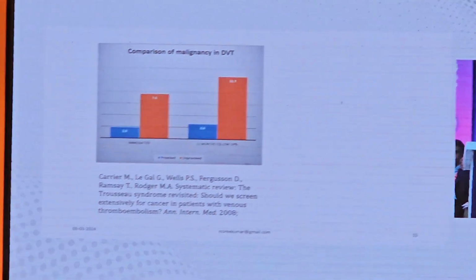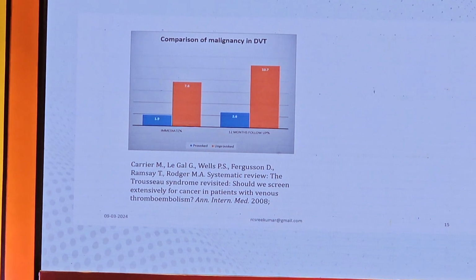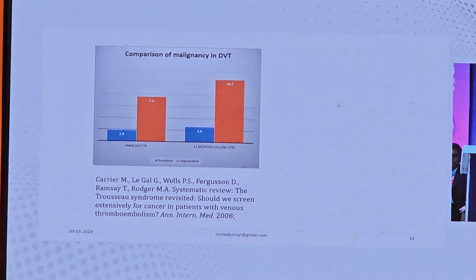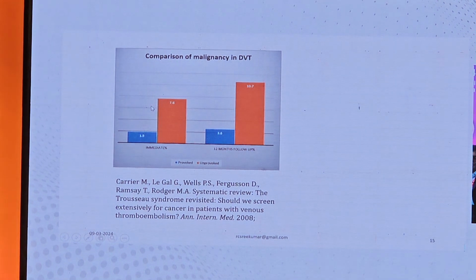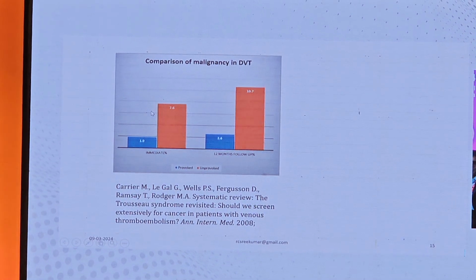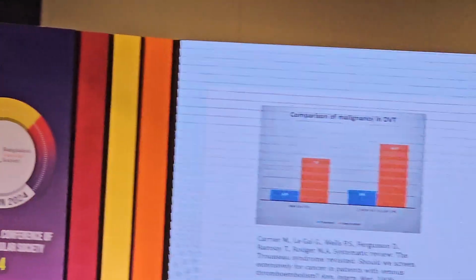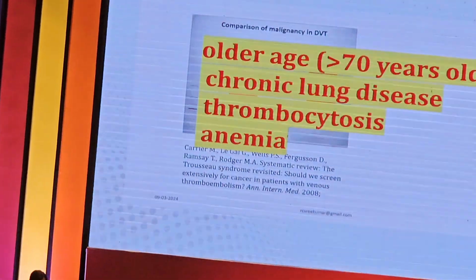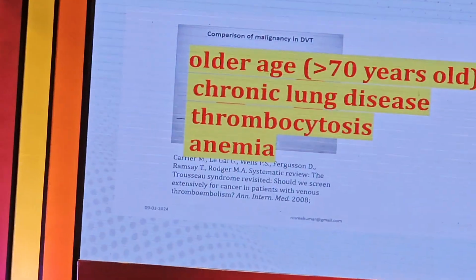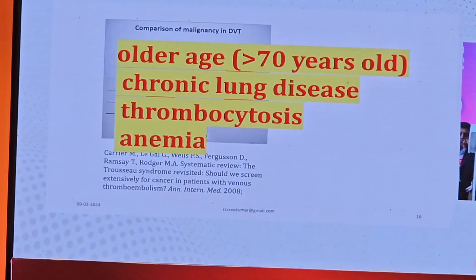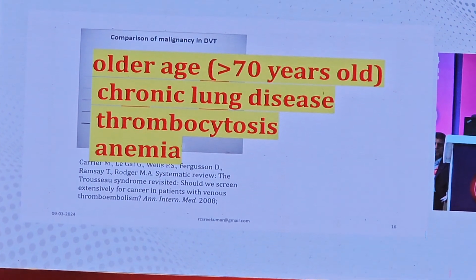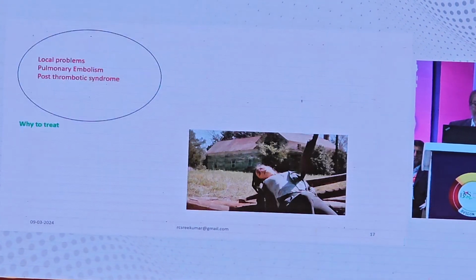If you look at the comparison of malignancy in the acute presentation and the 1 year follow-up, again there's a huge difference between these two classes. There is an incidence difference of 7 to 10% when you follow up this patient. So all DVT patients on treatment should be followed for 1 year looking for malignancy. That's also important. Particularly if these patients are more than 70 years or they have a chronic lung disease or there's thrombocytosis or anemia, we have to think about investigating the patient for malignancy.